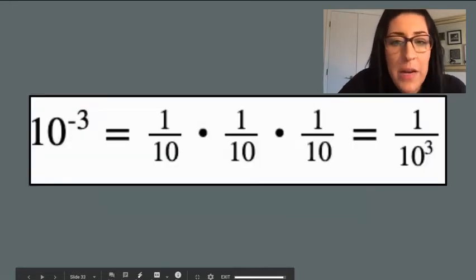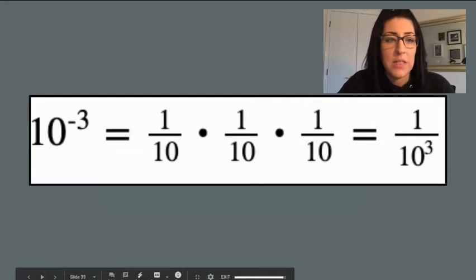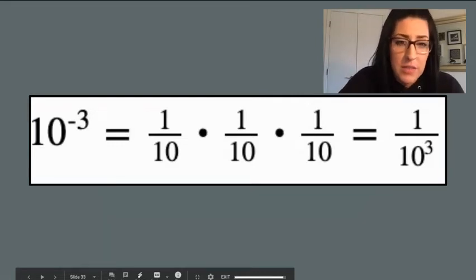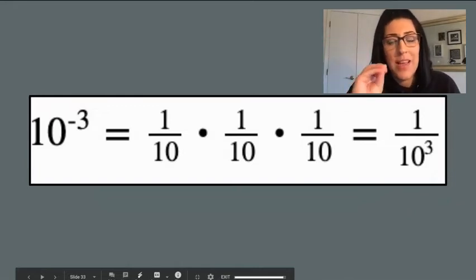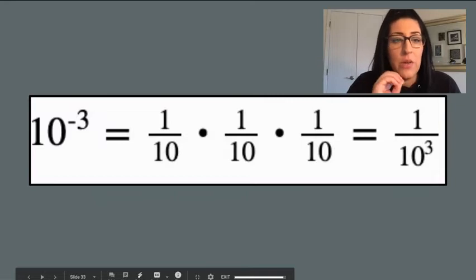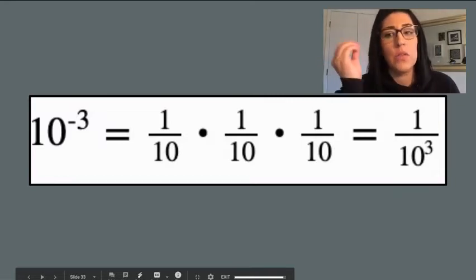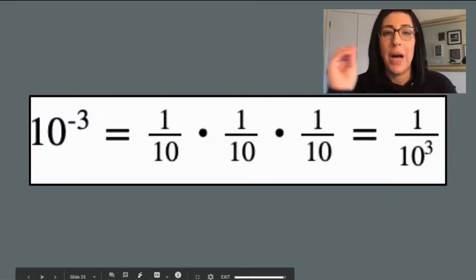So just a final example before we move to the next activity. So you could kind of piece this together. 10 to the negative 3rd, we're multiplying by a tenth 3 times, which is the same as saying 1 over 10 to the 3rd. So again, 10 to the negative n is equivalent to 1 over 10 to the positive n.